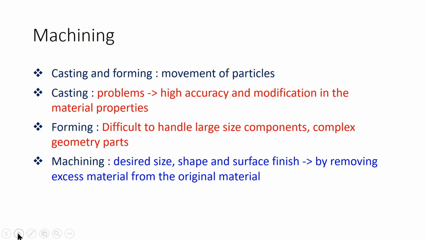Then it is very difficult to generate complex parts if you want to manufacture thin walled parts or the parts which are having complex geometries. These are difficult to manufacture during the forming process. Some of these limitations of casting and forming processes can be eliminated by using the machining operation. In the machining operation, we are getting the desired size, shape and surface finish by removing the excess material from the original material. So, this is the most versatile manufacturing operation.